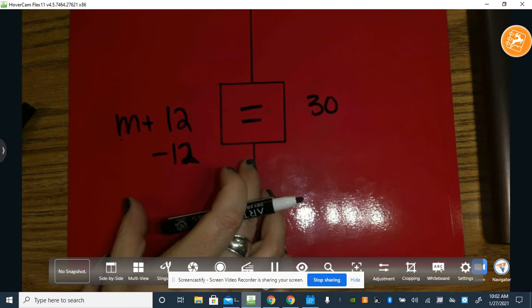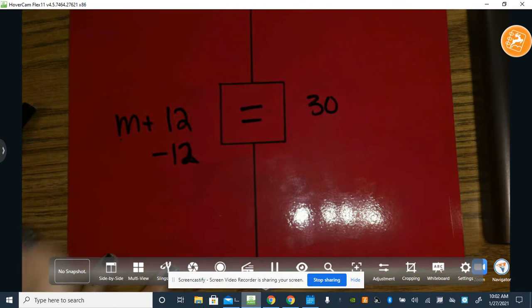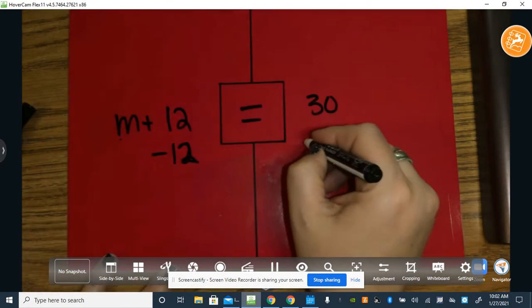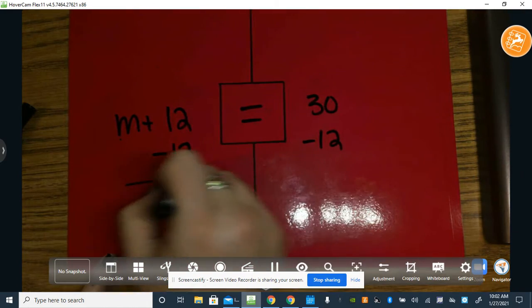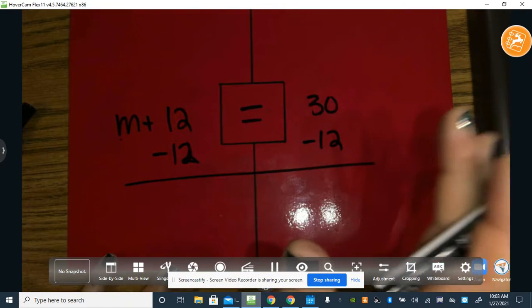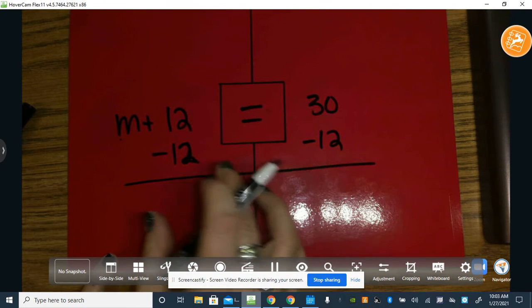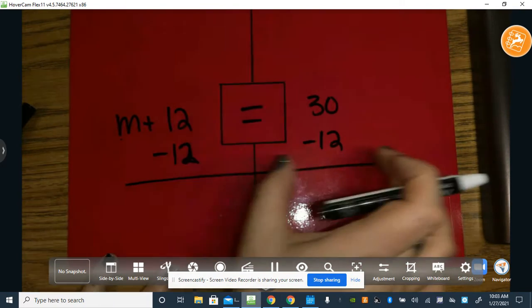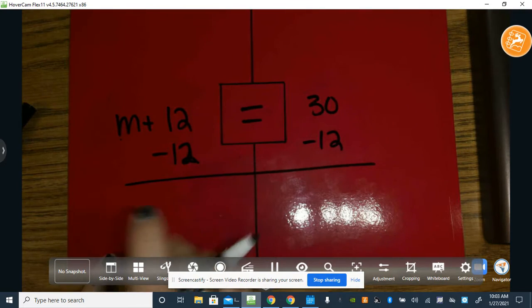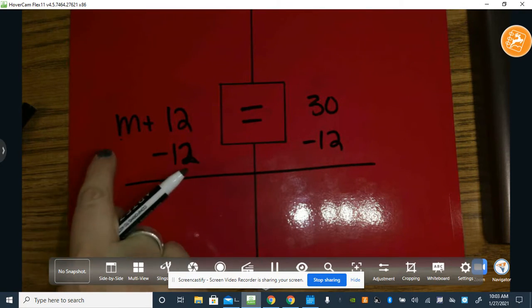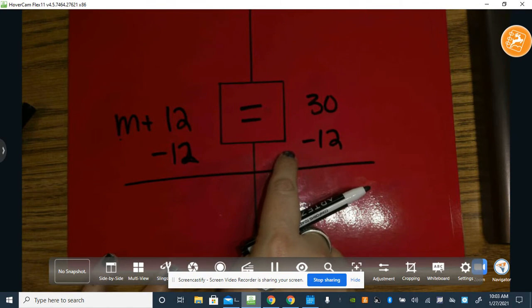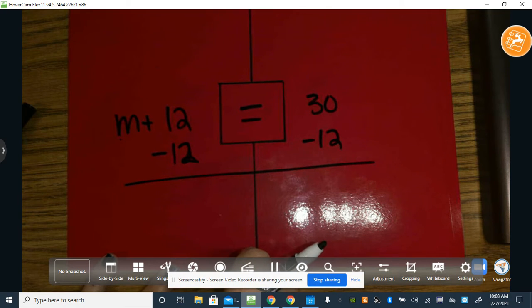And think of it like a scale. If I take 12 away on one side, I've got to do it to the other side in order for it to be balanced. It's very, very important for you to show that you did your work on both sides of the equation. I cannot stress that enough. Both sides of the equation. Get in the habit of doing it now so that when you get to middle school and in high school, and when you're doing this, you won't struggle.